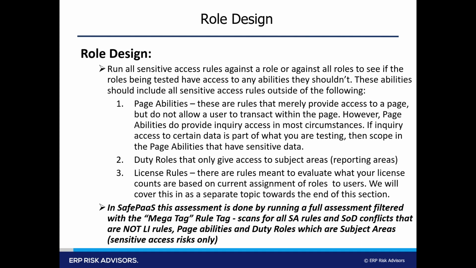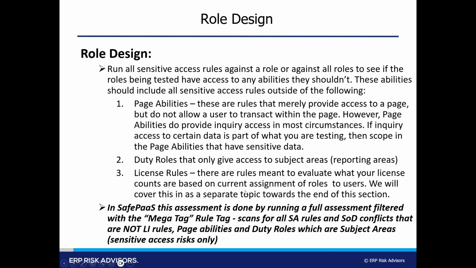So when we're implementing a product like SafePaaS, what we do from a role design perspective is we look at every rule that we have, every sensitive access rule we have, other than a couple of buckets. We have rules for page abilities. A page ability is generally going to provide just somebody access to inquire on data, so we remove those. Most of the duty roles that we have, not all of them, are focused on reporting areas, so we have the ability to know if people have access to certain data they shouldn't. And then we also have a series of rules related to licenses, so we can do a license analysis based upon privileges that roll up to license buckets.